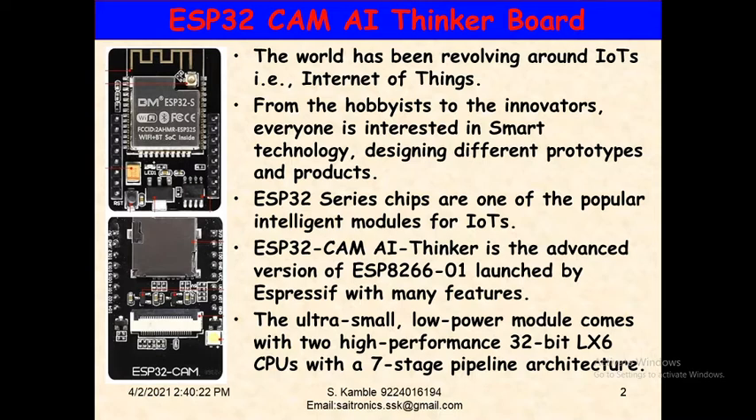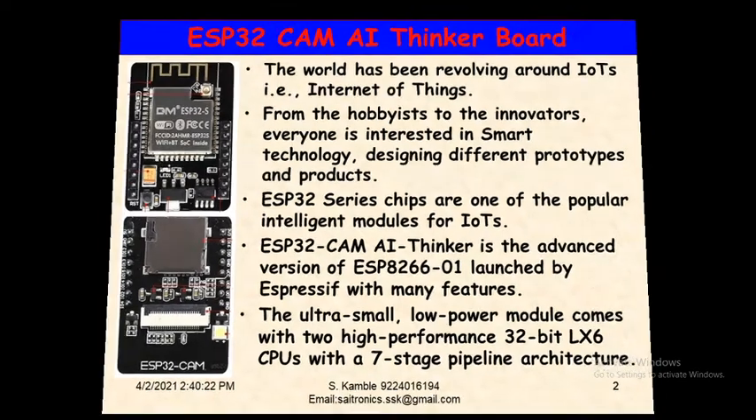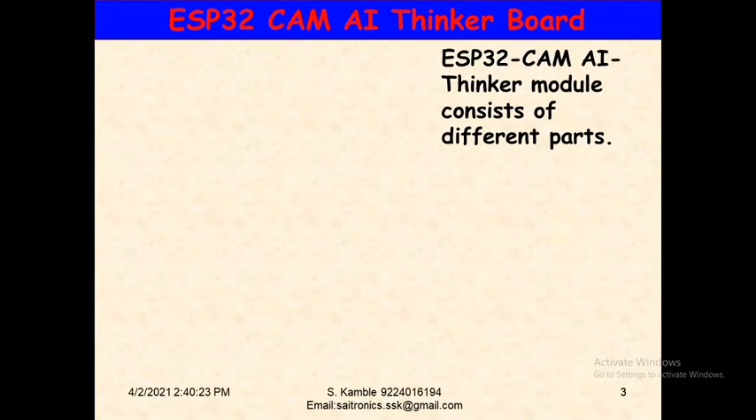The features are: it is an ultra small, low power module, comes with 2 high performance 32-bit LX6 CPUs, and it has 7-stage pipeline architecture. Due to pipeline architecture, speed is increased. So this is ESP32 cam. Now ESP32 cam Thinker consists of different parts.